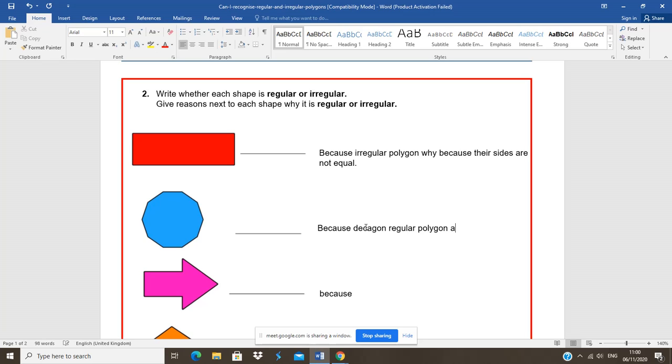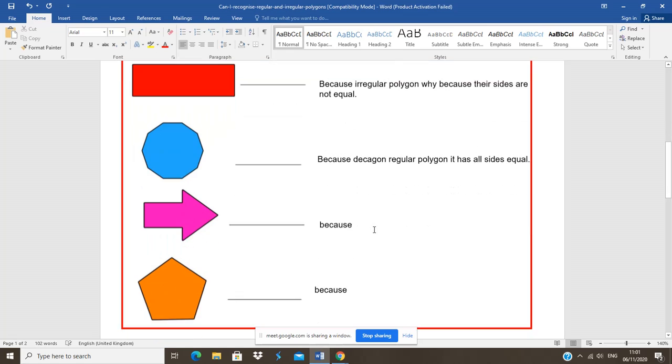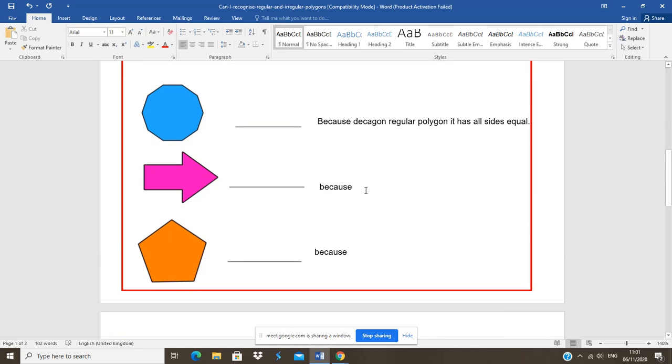and it has all sides equal, okay? All right. The third one, irregular. Why is it irregular? Because not all sides are equal. Not all the sides are equal.